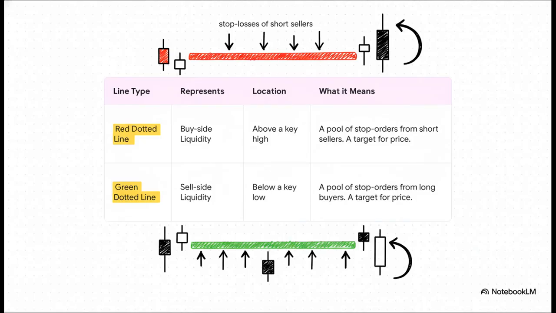And this is where the script is just brilliant. It automatically draws these fuel pools on your chart for you. You get 2 types of lines. A red dotted line shows up above a key high. That's buy-side liquidity. It's where the shorts have their stops. And a green dotted line appears below a key low. That's sell-side liquidity, where the longs have their stops. Both of these are giant targets for price.